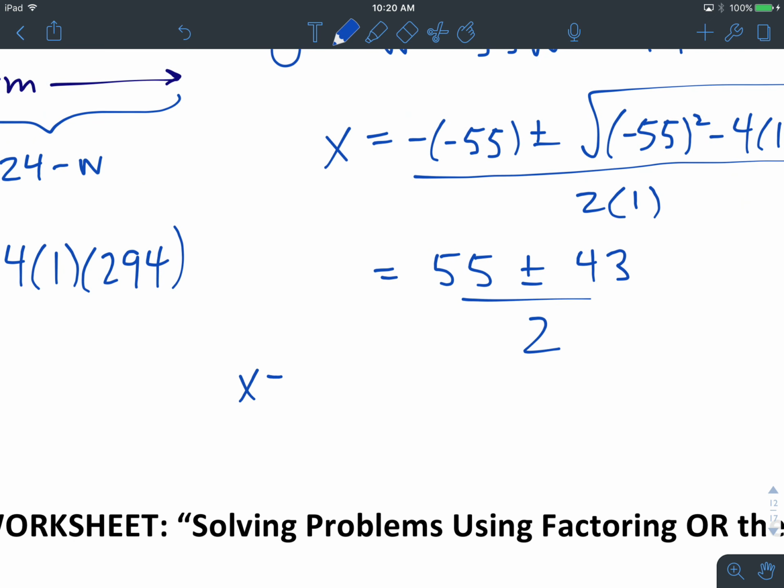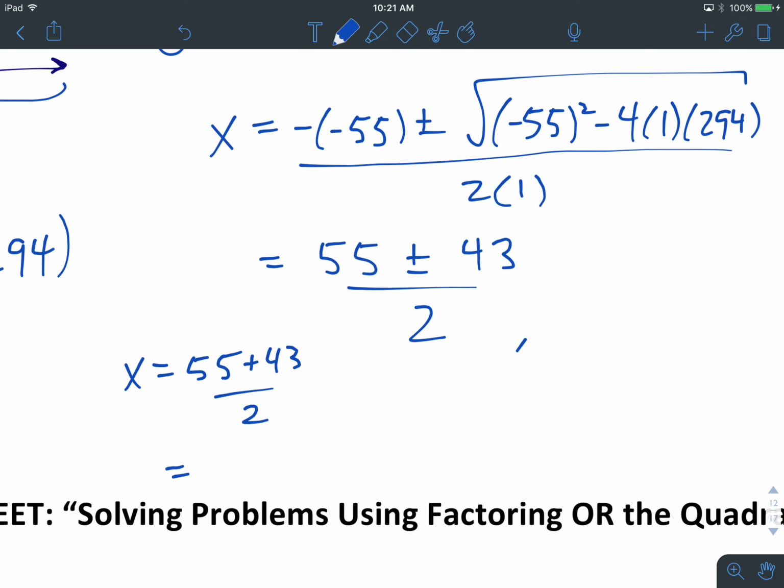One where we have x is equal to 55 plus 43 all over 2. And the second example gives us x equals 55 minus 43 all over 2. So let's work these out. Again, I want to finish that numerator before I do anything in my denominator. So 55 plus 43 gives me 98, divided by 2 gives me 49.